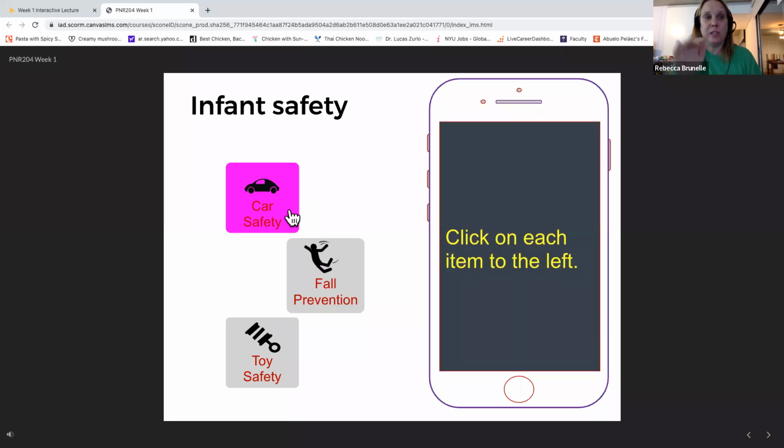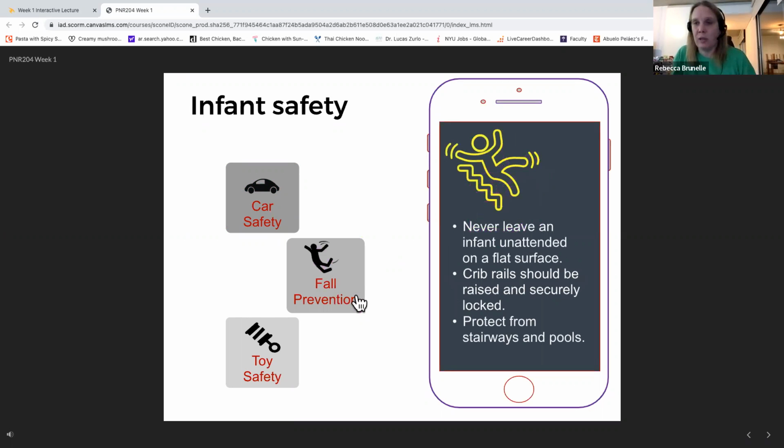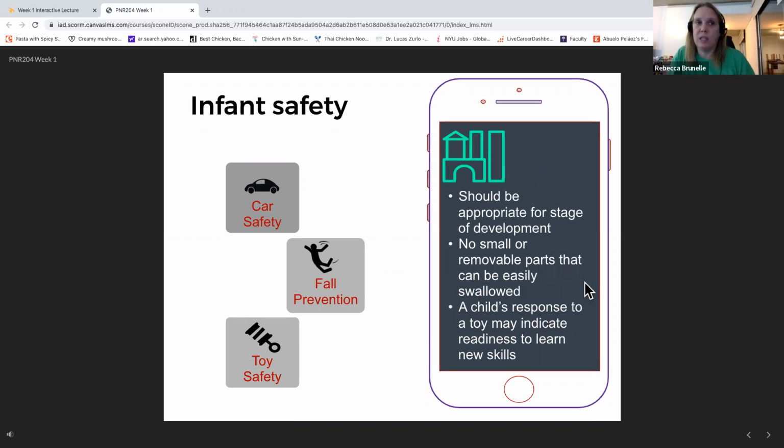So car safety, in terms of car seats, they should be in a rear facing seat up until a year of age or 22 pounds. You want to make sure that they don't fall, baby gates, etc. Protect the stairways and pools. And then toy safety, make sure there's nothing small that they could choke on. No removable parts that could easily be swallowed. And this is a lot of the education that you're going to do to parents when they come into the clinic.